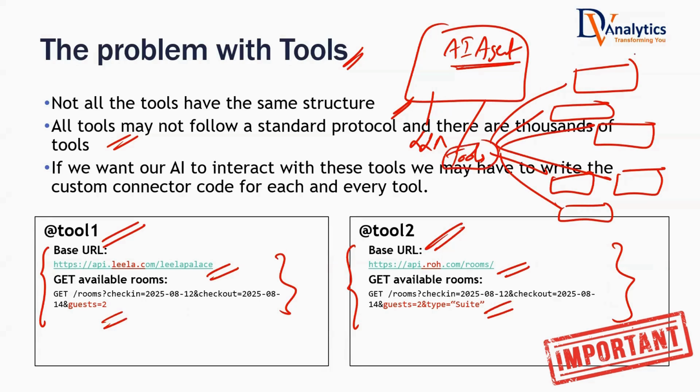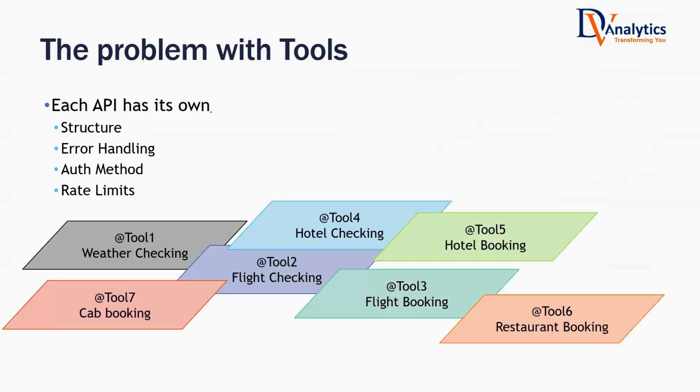Now, for one task, if we have multiple tools and handling all these tools, it is going to be havoc for the AI agent. There will be a lot of hard coding. For every API, we have to write lots and lots of code, and there will be a lot of repetition in that. Each API has its own structure. Each API has its own error handling. I'm just talking about the structure; there are other aspects as well. Each API has its own authentication method. Each API has its own rate limits.